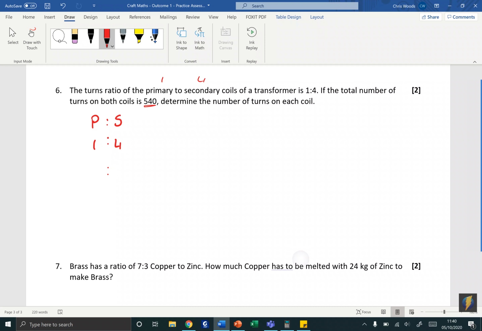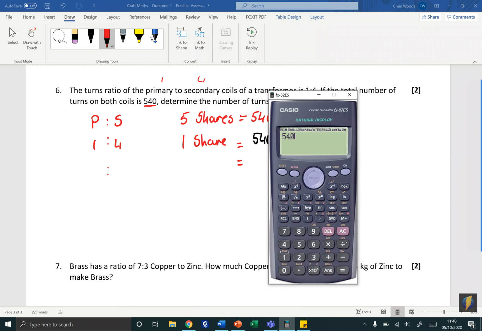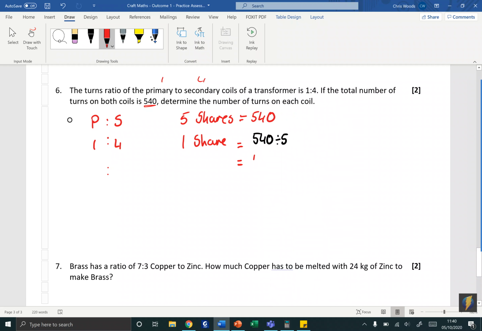Alright, so we know that 5 shares, if you like, as in if the secondary gets 4 and the primary gets 1, there's a total of 5 shares. 5 shares, there's a total of 540. You need to figure out what 1 share is going to be. So you're going to go 540 over 5, divide by 5, to find what 1 share is going to be: 108. Because remember there's 5 in total, the primaries get 1, the secondaries get 4, so 1 share is 108.